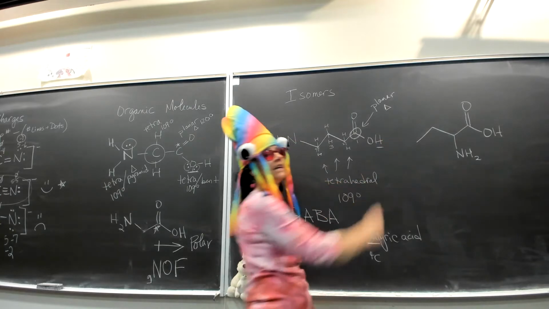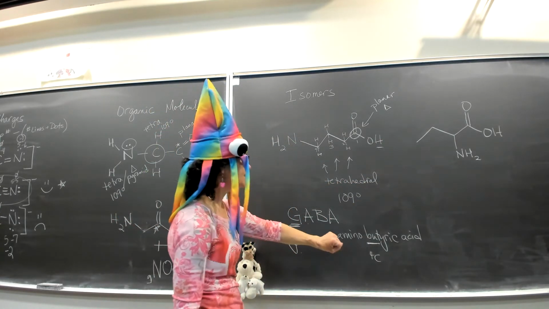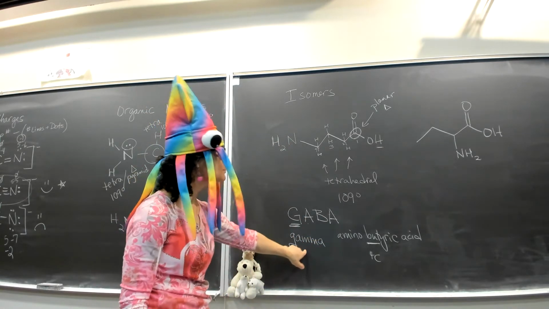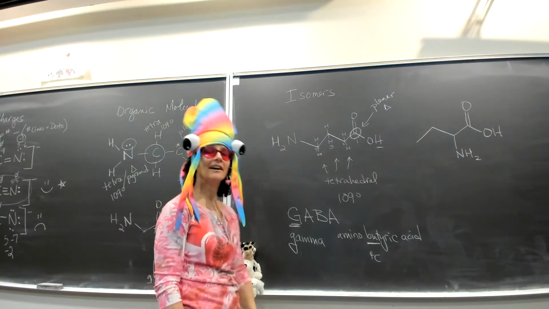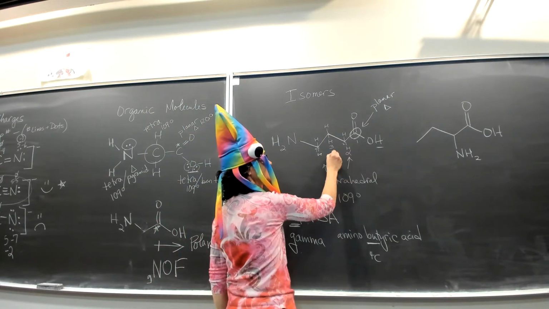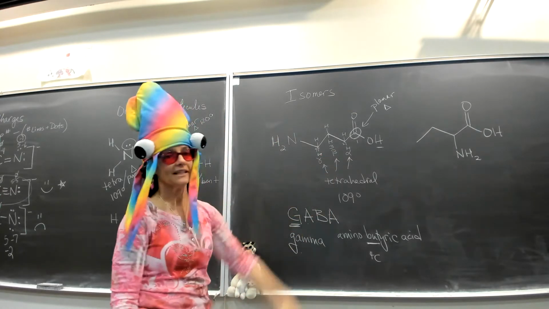This hydrogen would actually not be in there in your body. Amino because there's a nitrogen group, and it's called gamma because of how we count in amino acids. This is called the alpha position, this is the beta, and this is gamma. So the nitrogen's on the gamma position.